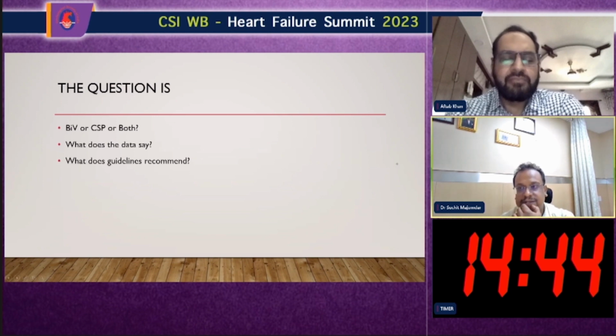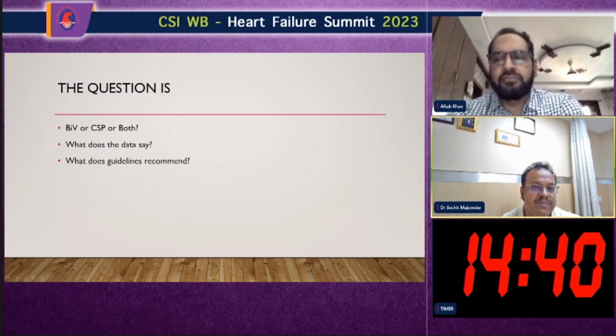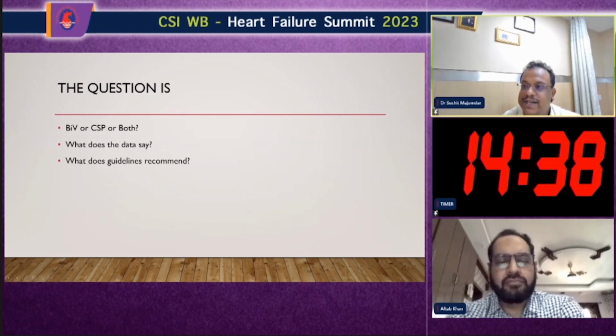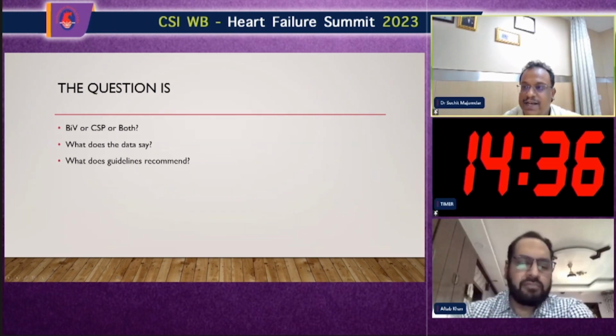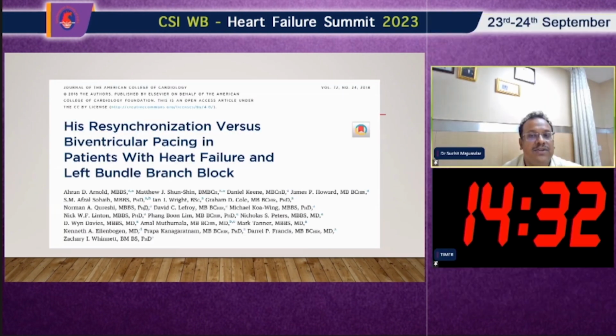The question here is why is he a candidate for BiV or a CSP or both, what does the data say here, and what do the guidelines recommend? Next slide. So this is the trial. I'll go through the different studies which have looked at this.